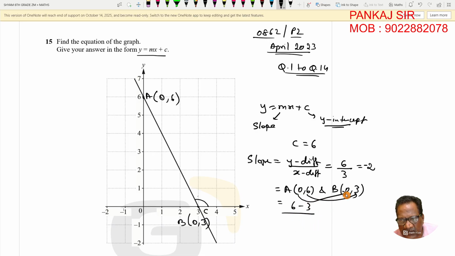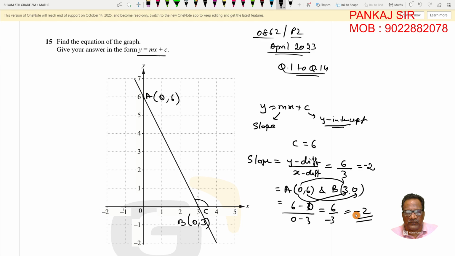Okay, so it will be 0 minus... this is 0, 6 and this is 3, 0. Sorry, this is 3, 0, right? So for the y difference, you go from here, 6 minus 0 will be 6, divided by the x difference. Start from point A to B, so 0 minus 3, which is minus 3. So now you will get the slope answer as minus 2.